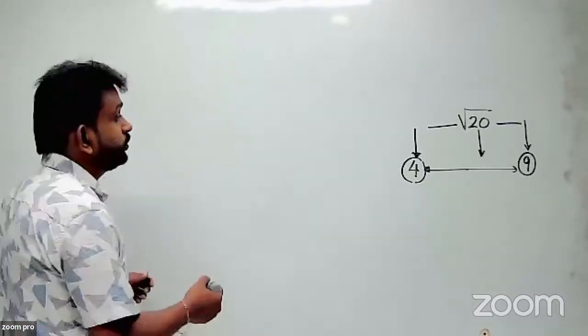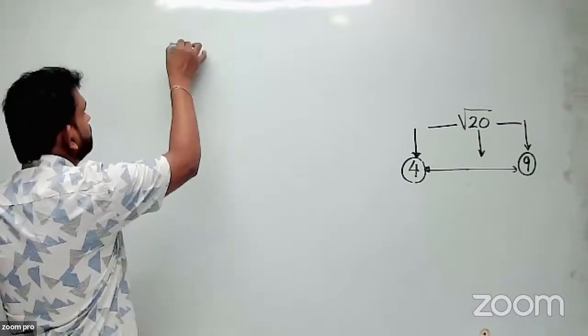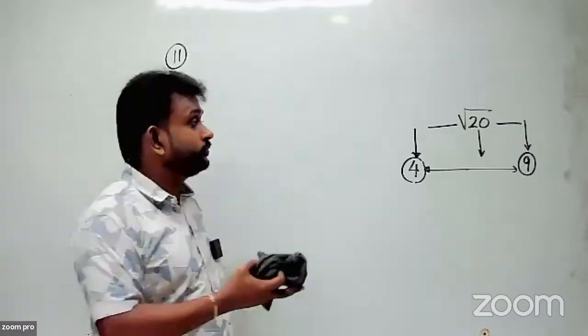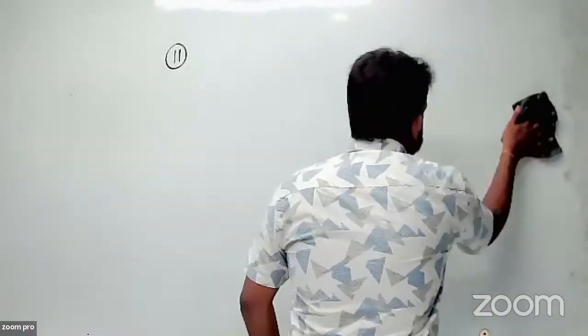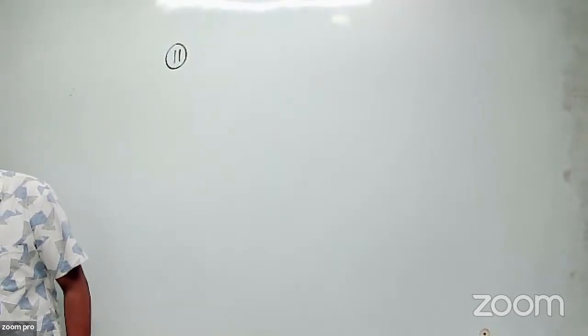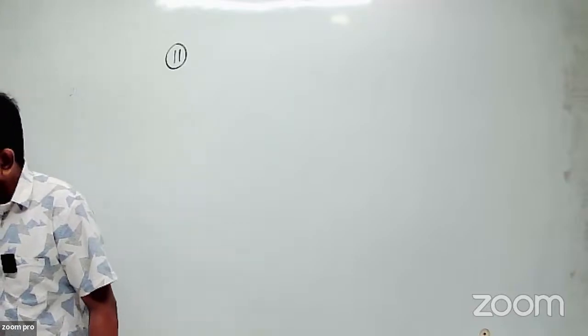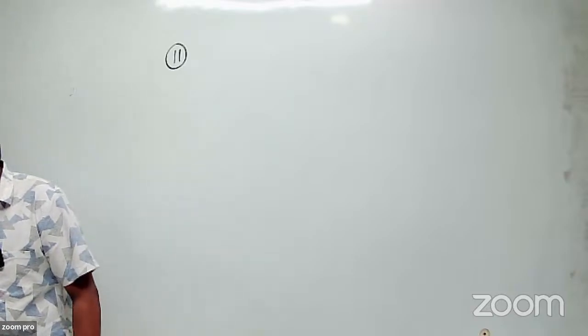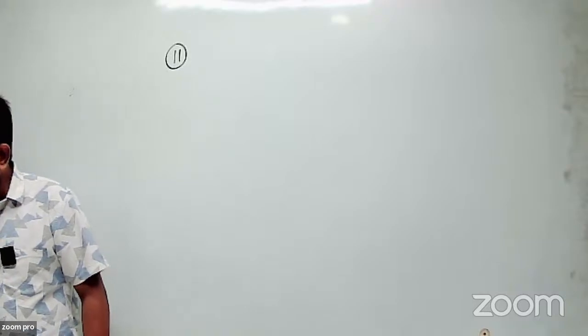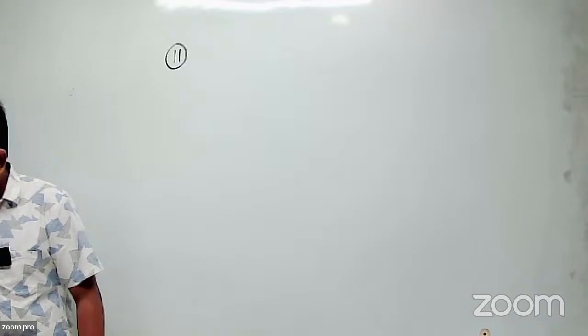So now we move to question number 12. The radius of a right circular cylinder is 7 and the height is 15 centimeters. Find the curved surface area of the cylinder. Right, curved surface area. Now check that one.